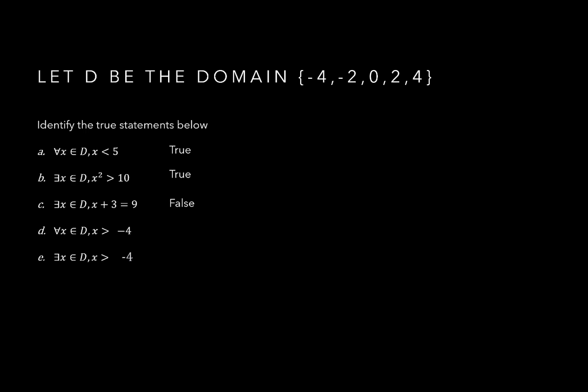Next, we have for every x in D, x is greater than negative 4. We are close on this one, but it's not actually true. Negative 4 is not greater than negative 4, so it's not for all x, it's for most x. Because it's not for all x, we say false.